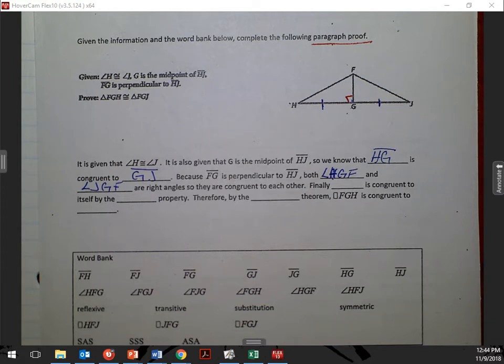Okay. Right angles, so they're congruent to each other. Now, let's take a look. Next thing it says, finally, blank is congruent to itself. FG. FG.